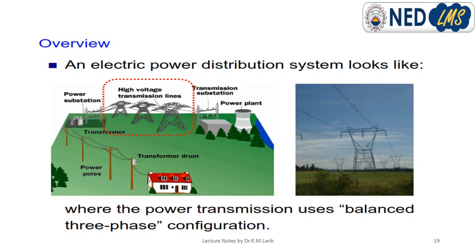Okay, this one is an overview of a distribution system. You have a power substation, a transformer, a transmission line, and a power plant. You generate electricity, you transmit electricity, and finally you distribute the electricity. Remember, the generation is three phase, the transmission is three phase, and the distribution is three phase.